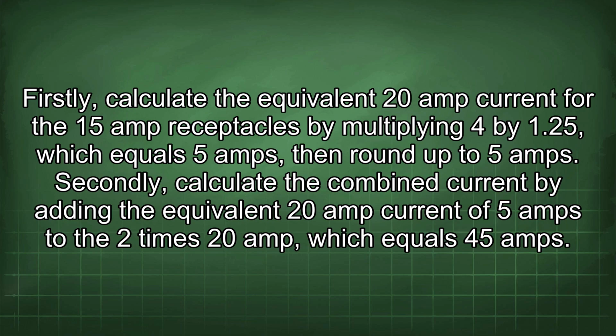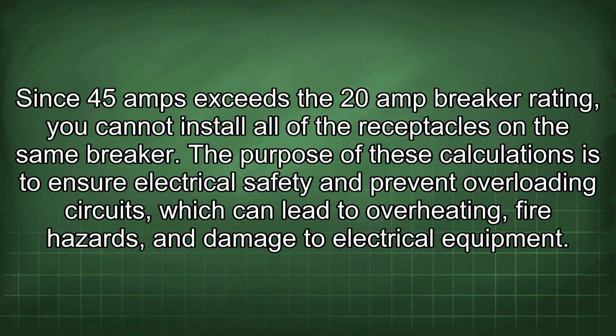Secondly, calculate the combined current by adding the equivalent 20 amp current of 5 amps to the 2 times 20 amp, which equals 45 amps. Since 45 amps exceeds the 20 amp breaker rating, you cannot install all of the receptacles on the same breaker.